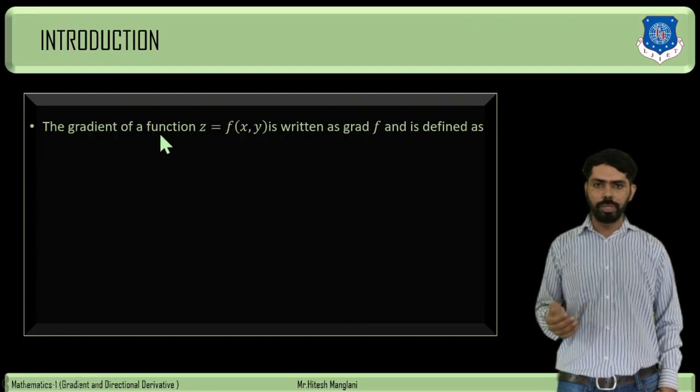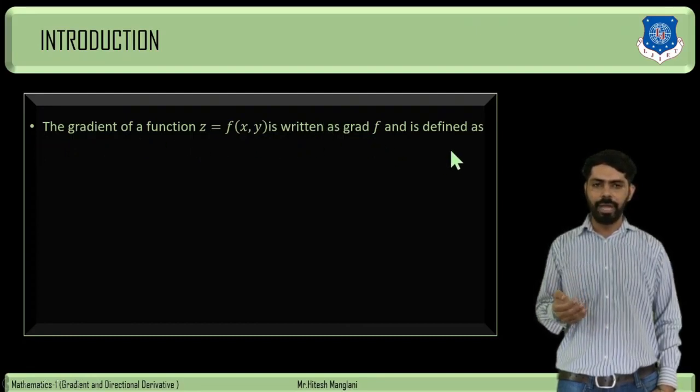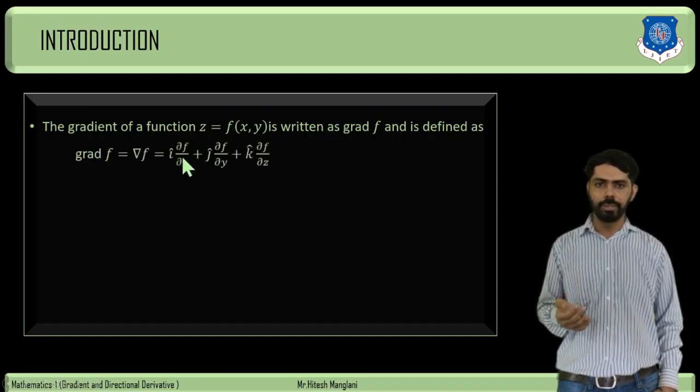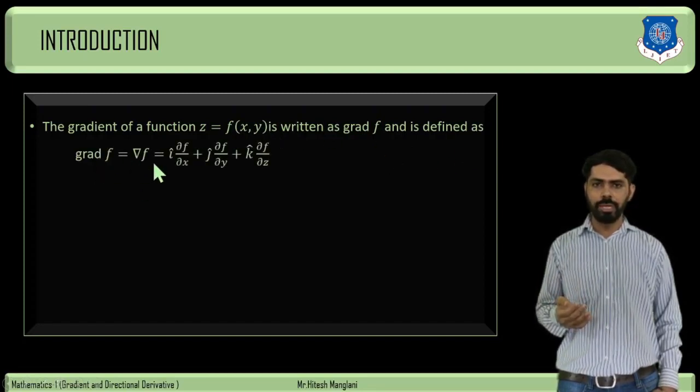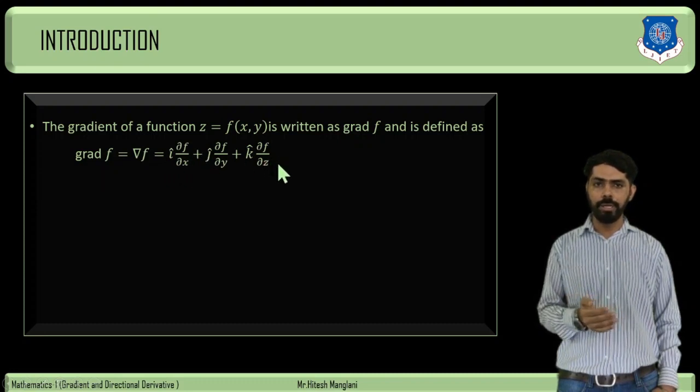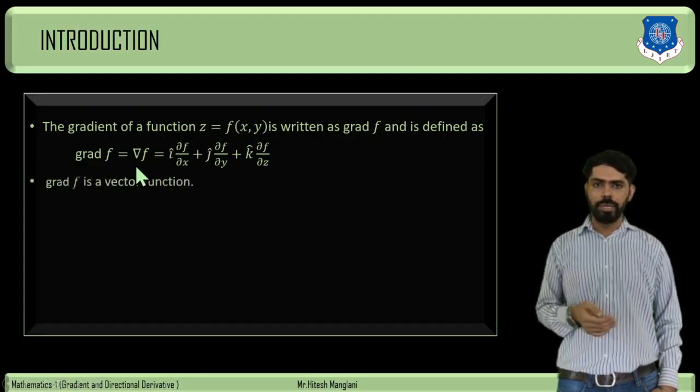The gradient of a function z equal to f of x, y is written as grad f and is defined as grad f is equal to del f is equal to i del f by del x plus j del f by del y plus k del f by del z. So here grad f is a vector function.